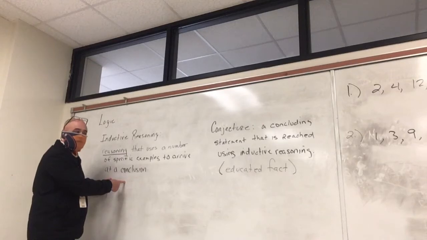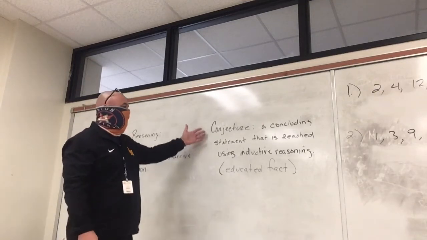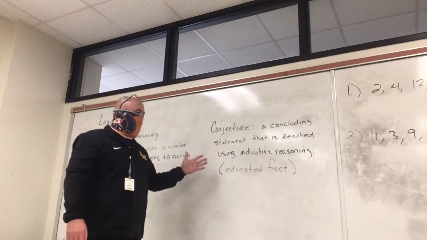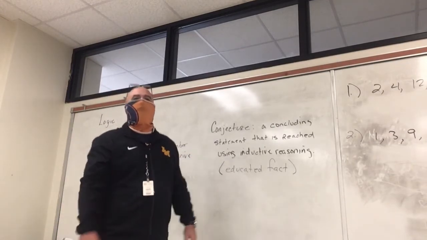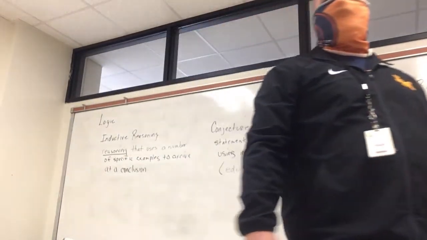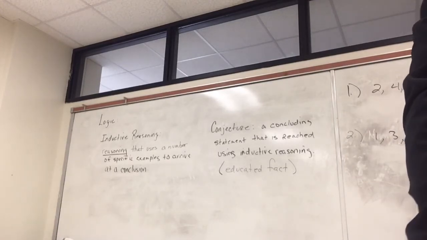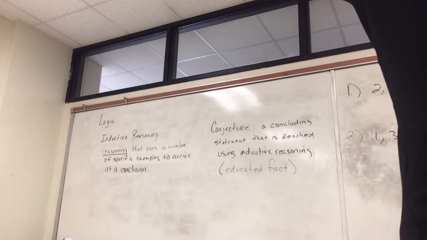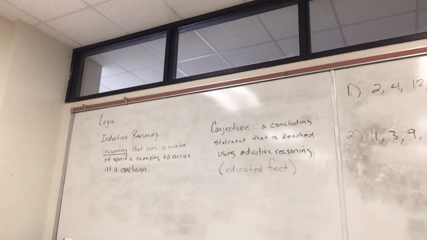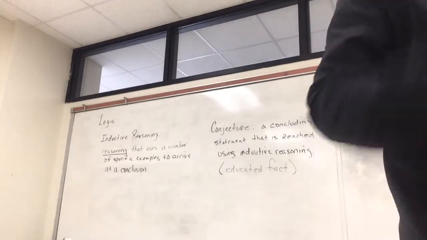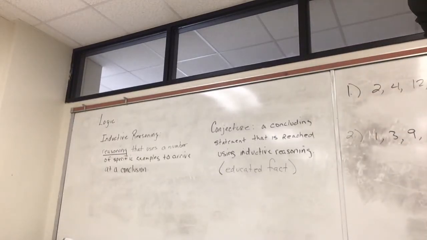A conjecture is a concluding statement that is reached using inductive reasoning. It is an educated guess. How many of you ever heard of an educated guess? I look at the facts and I come up with a conclusion, don't I? Can that conclusion be correct? Yes. Can that conclusion be wrong? Yes. But an educated fact is always correct. That stove's hot. If I touch it, I'm going to burn my hands. That is a fact, and it always will be correct.